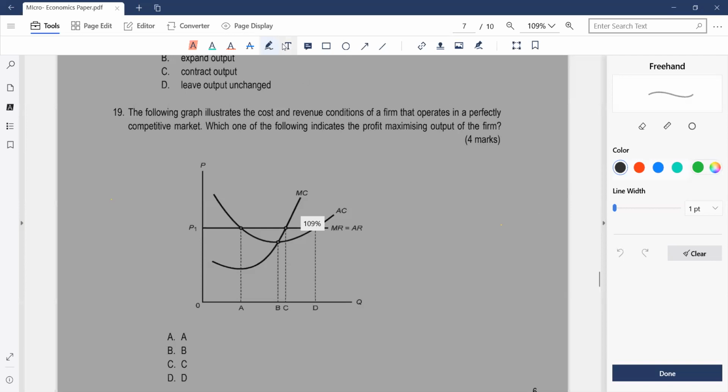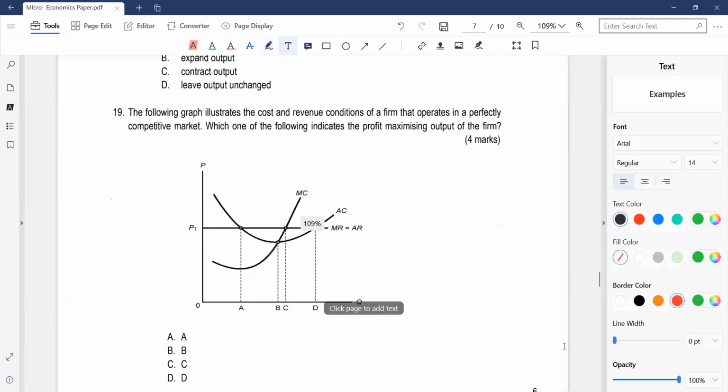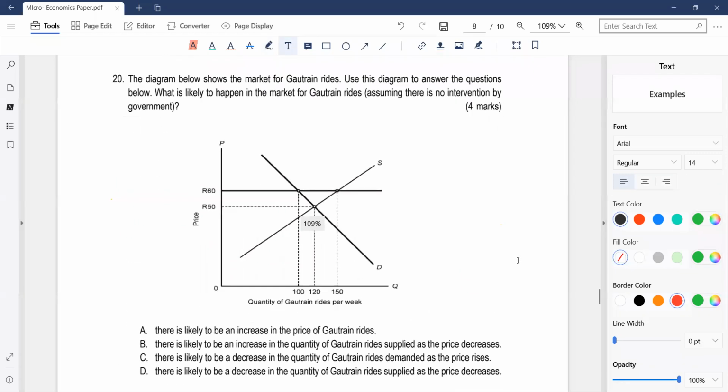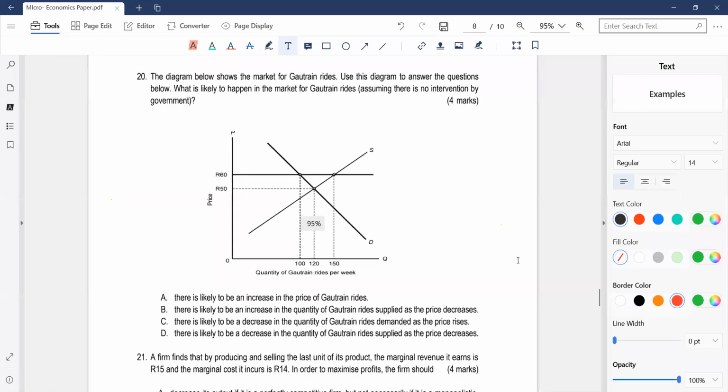Right. Let's go to number 20. Lucola is saying she's satisfied. Number 20 says, the diagram below shows the market for the Gautrain rides.